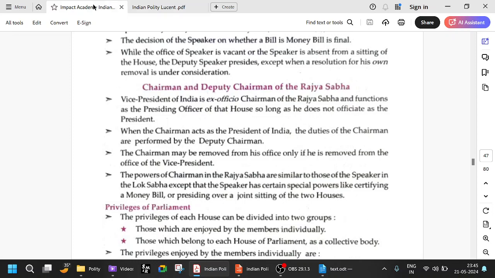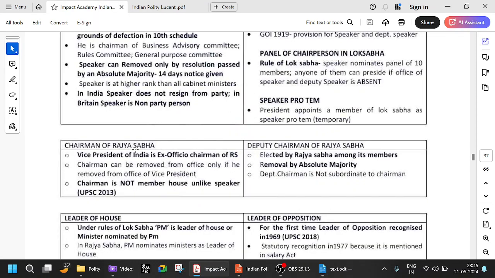Now let us look at privileges. The chairman of the Rajya Sabha, the vice president of India, is the ex officio chairman of the Rajya Sabha. The chairman can be removed only if he is removed from the office of vice president. And the chairman is not a member of the house, unlike the speaker. The speaker is supposed to be either an MLA or MP, but the vice president is not an MP, right? So the chairman is not a member of the house. The deputy chairman is also elected by the Rajya Sabha from among its members.